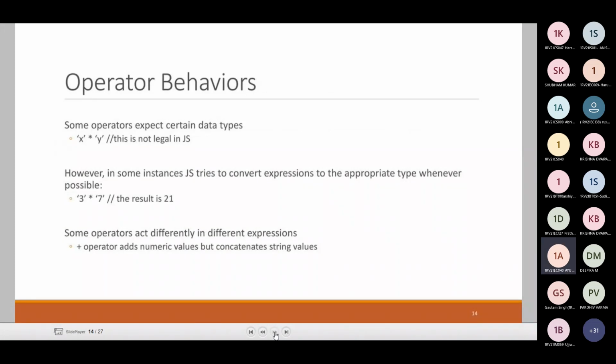So there is something in JavaScript which is operator behaviors. Some operators expect certain data types. X star Y is not legal in JavaScript, because these quotations that are coming over them make them strings. If you want to make this work, you have to just put X star Y without the quotes, and this will work. This is legal.